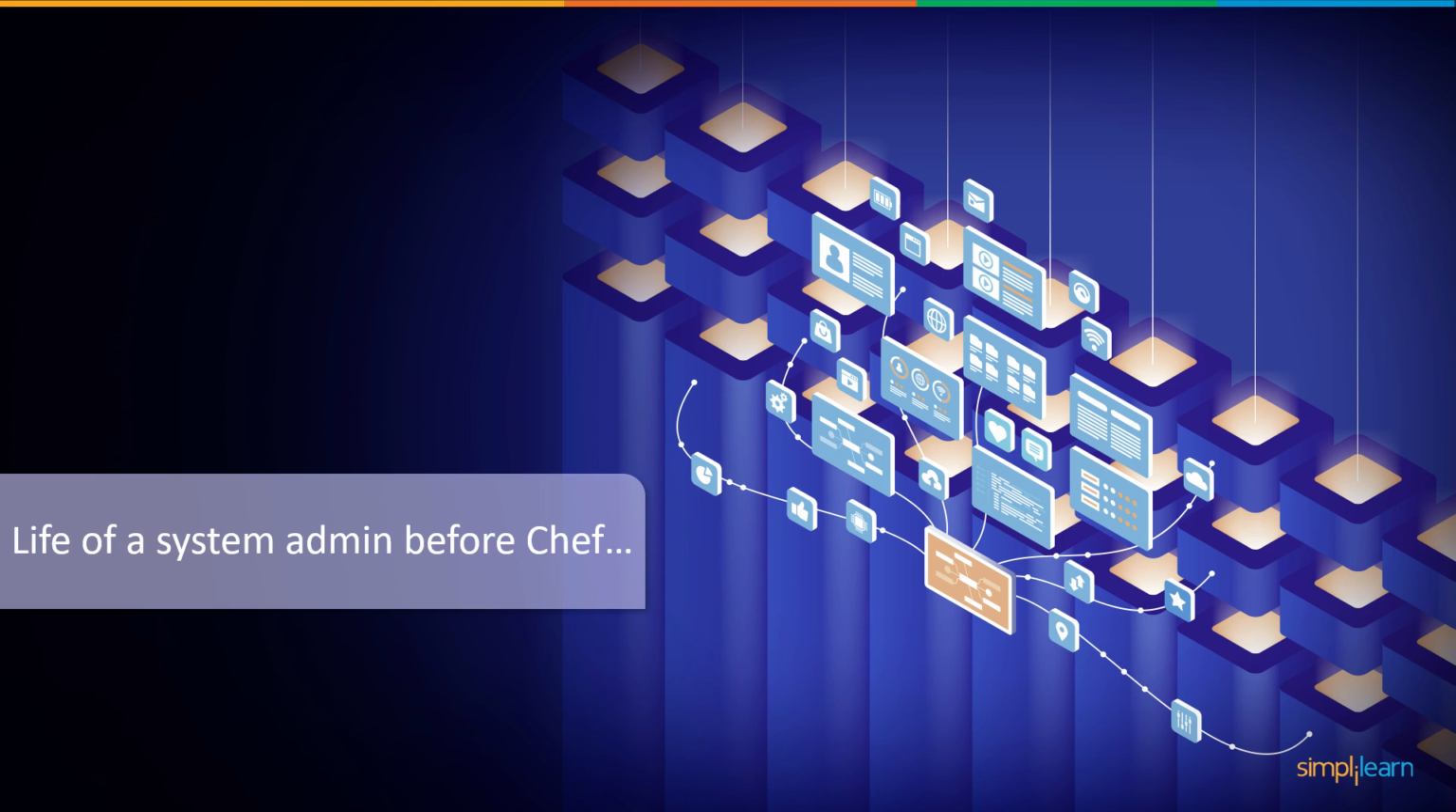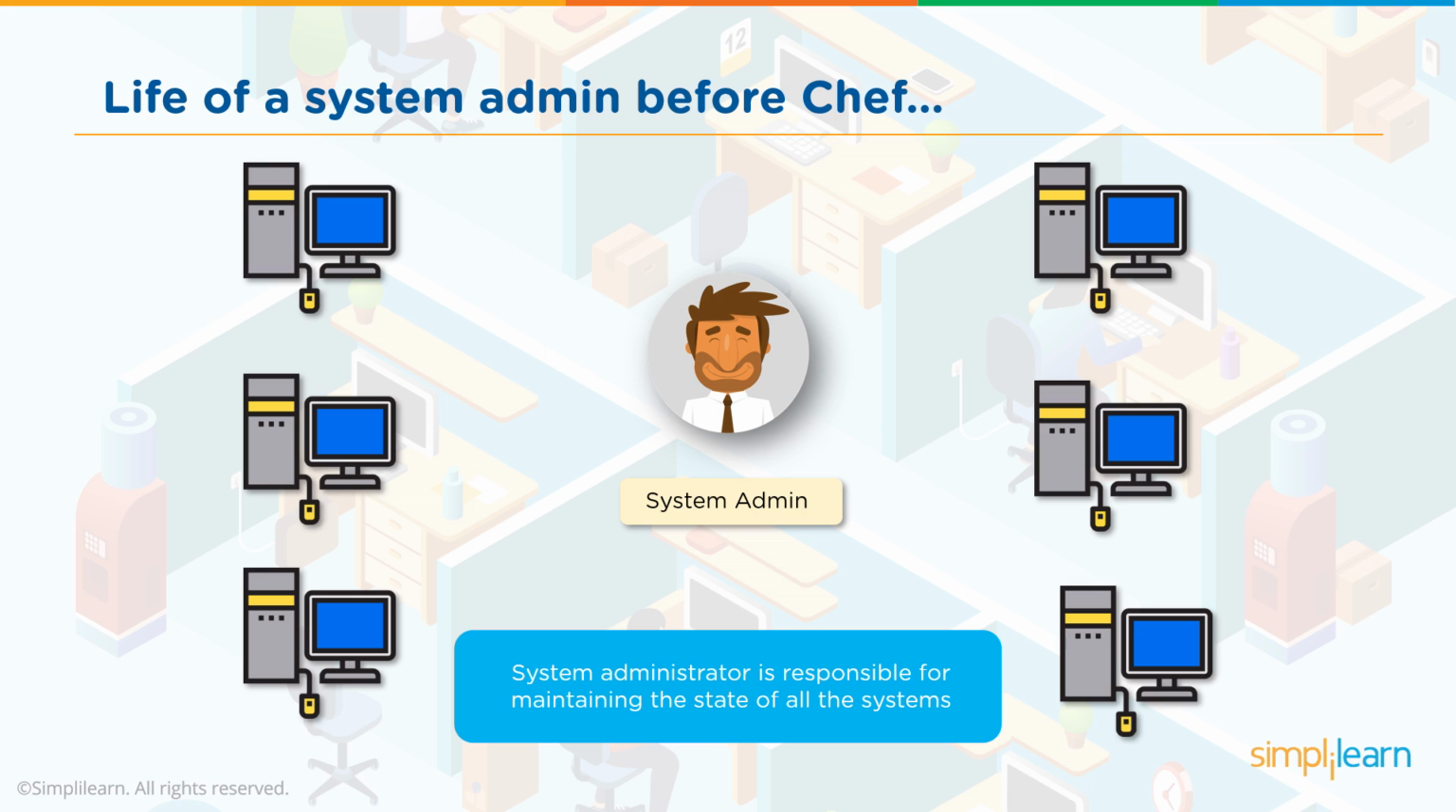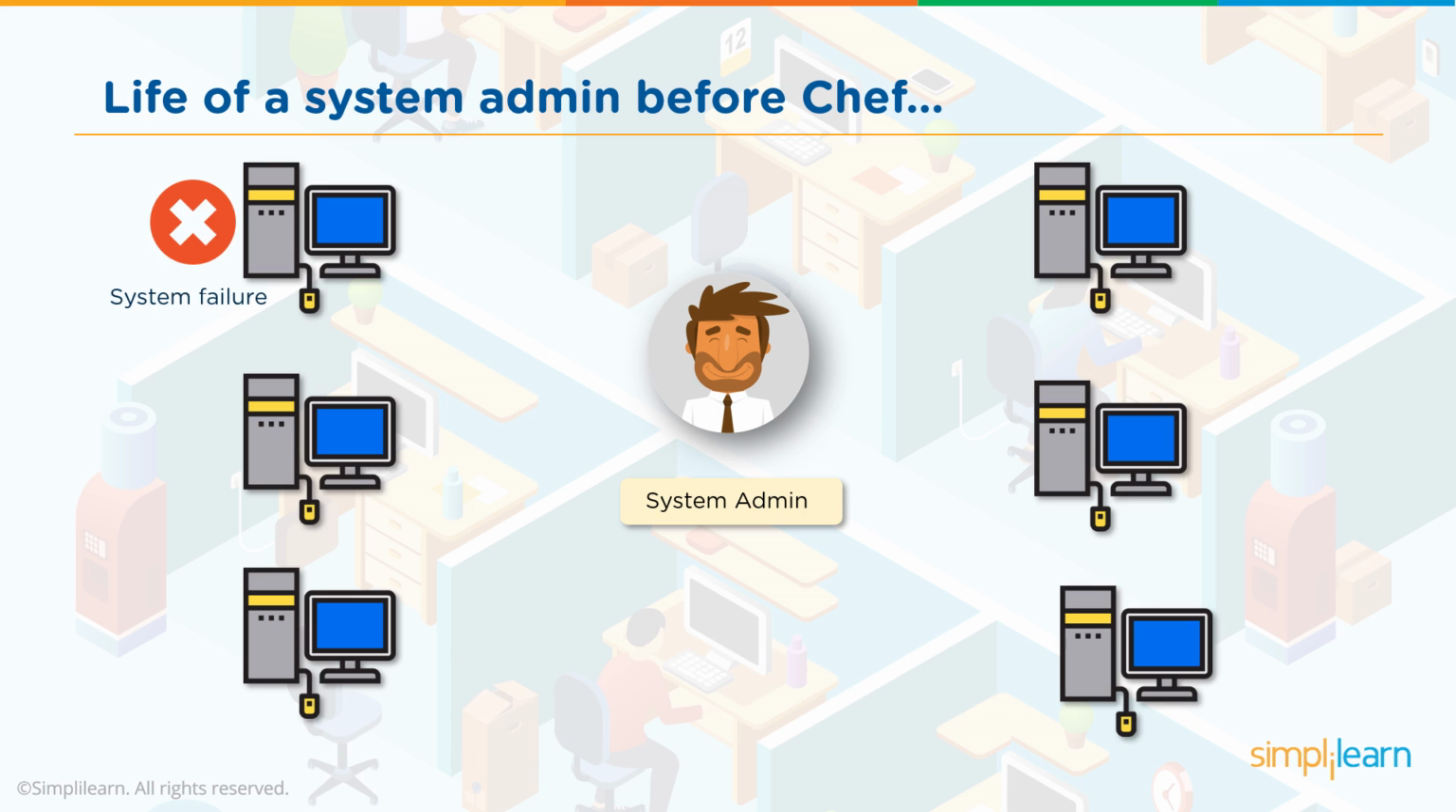So let's take a step back at what life was like before Chef. This may well be the life that you're experiencing right now. As a system administrator, typically the way that you work is that you are responsible for the uptime of all of the systems within your network. And you may have many systems that you are responsible for. Now, if one system goes down, that's not a problem, because as a system administrator, you can get notifications and you can jump right onto the problem and solve it.